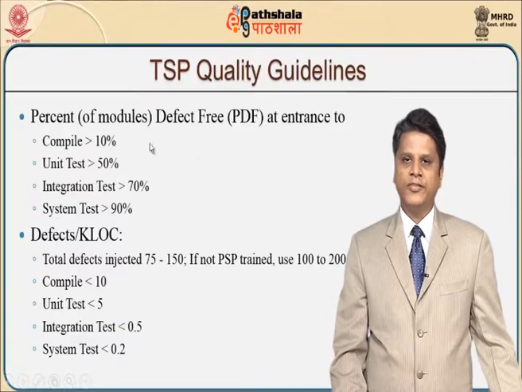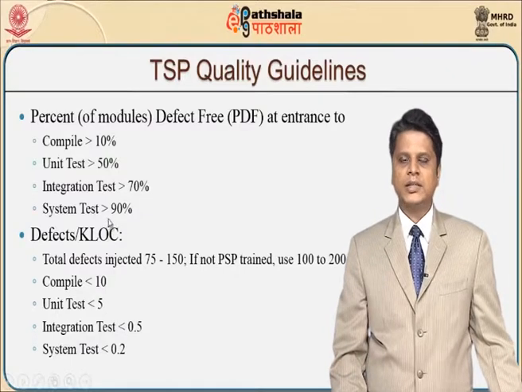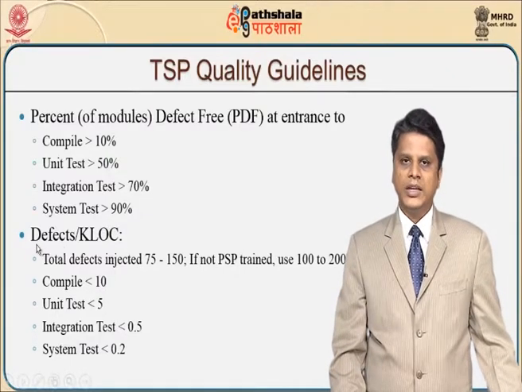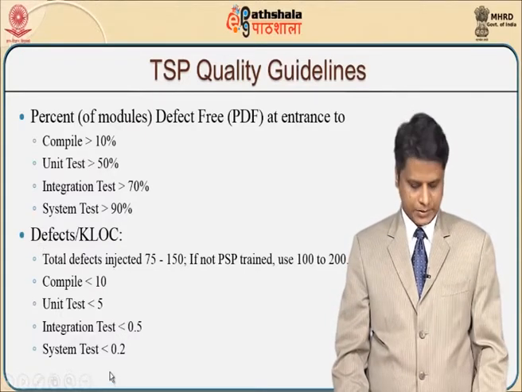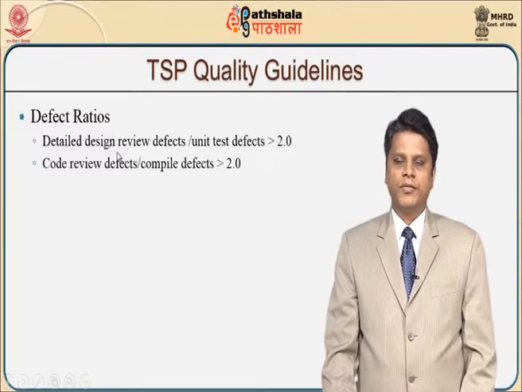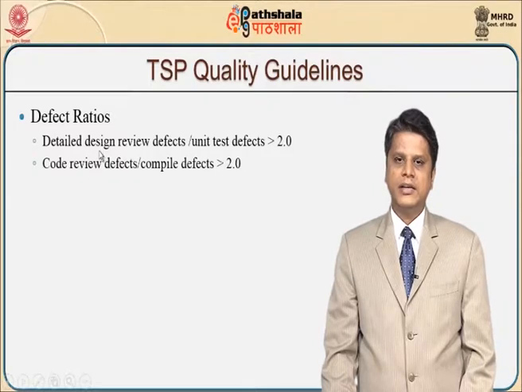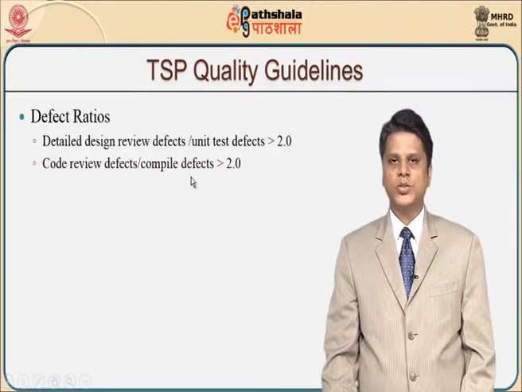So, if you look at the defect free environment on the modules, it should be more than 90% after having done a system test. Likewise, if you look at the number of defects per kilo line of code, it should be only 0.2%. And further, if you look at the defect ratio, we are going for a detailed design review defect per unit test defect, which should be greater than 2%, and code review defects for every compile defect should also be greater than 2%.